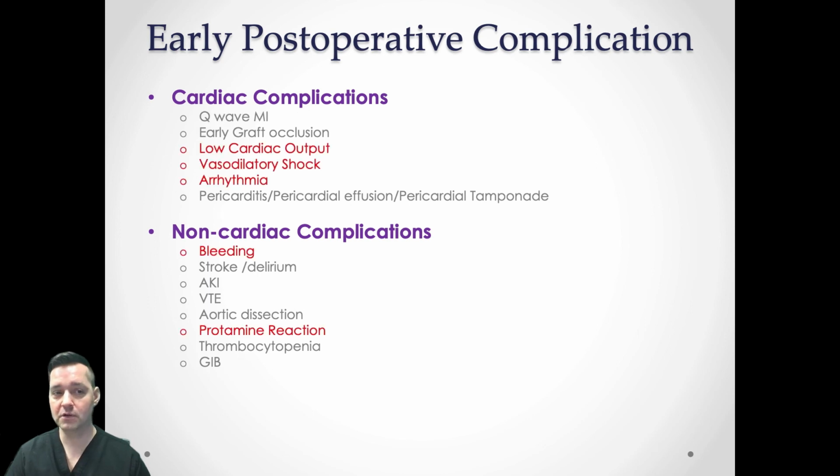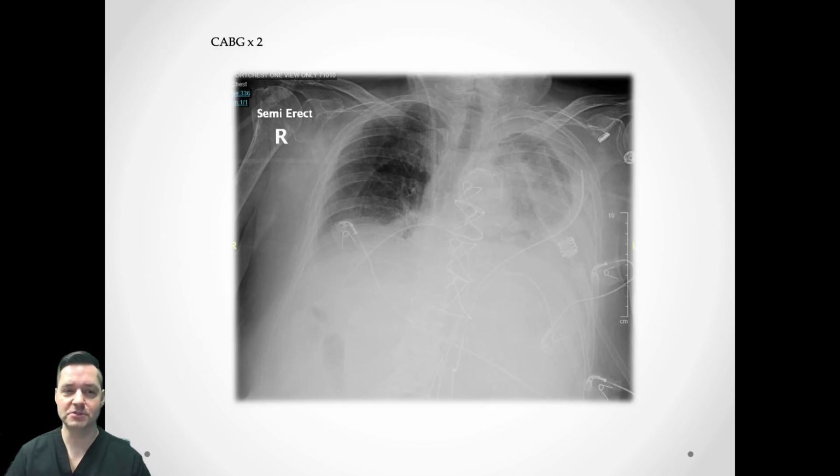So we're going to talk a little bit about the most common post-operative complications that we see in the CABG patient. So we'll start with this. I'm going to present to you just like you present to me, CABG times 2. Right? That's all you say to me, CABG times 2. Right? So you see this chest x-ray. What are you going through as you sort of think about this systematically?